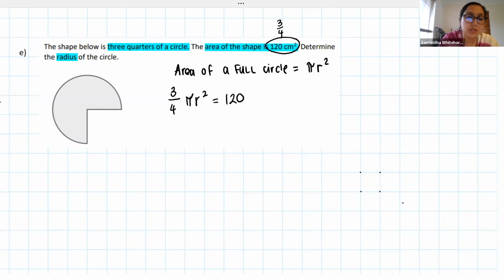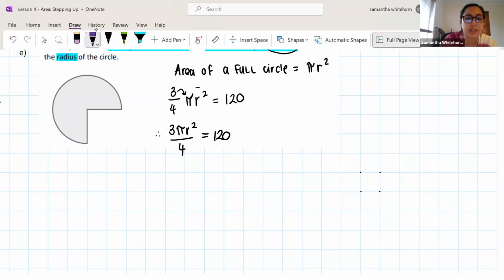Now this 3/4 pi r squared, if you want to write this a bit differently, you can say 3 pi r squared over 4. It's the same thing. Basically, the numerator sits with the pi r squared, the denominator in the denominator. It makes it a little bit easier to solve. If it makes no difference to you, then that's fine. So now we start with our inverse operations.